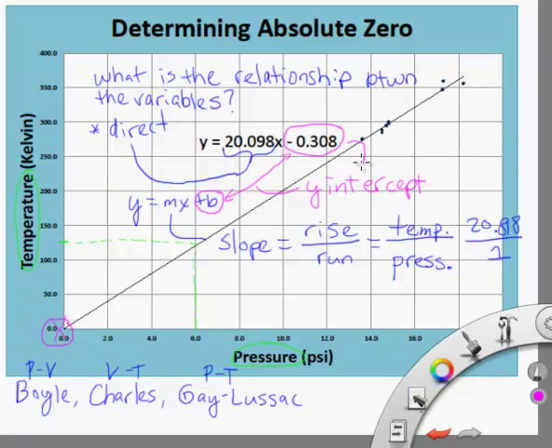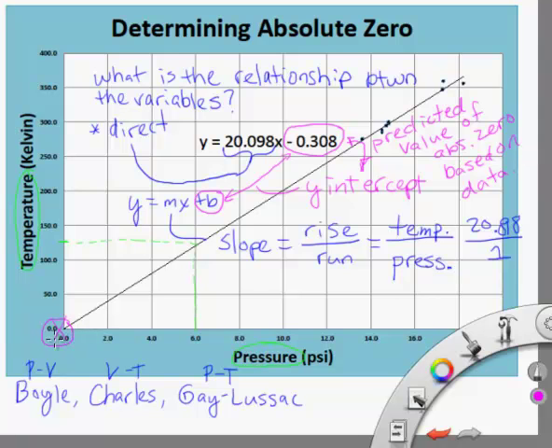What does this tell you? This tells you the predicted value of absolute zero based on our data. Predicted value, negative 0.308.